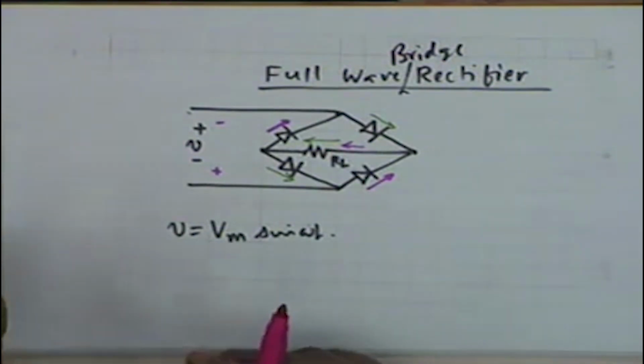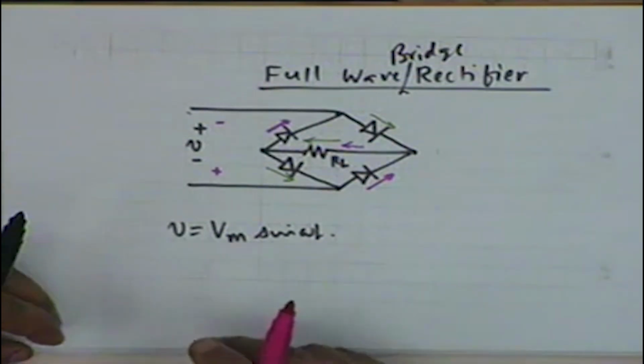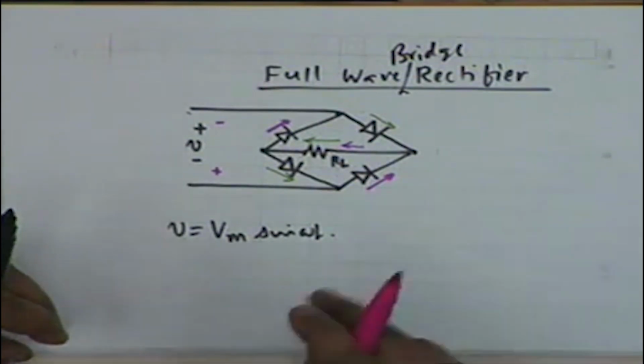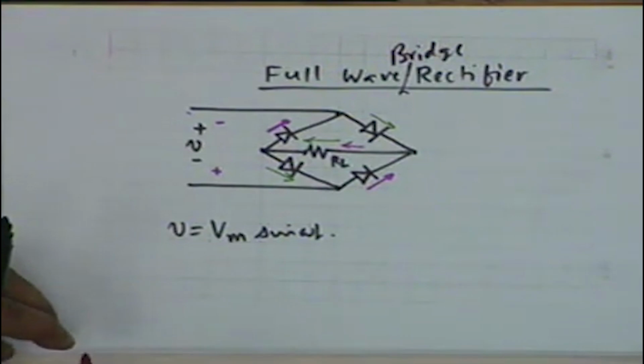Yeah, we'll come to this a little later. Yes, we could have used 2 diodes only. We'll come to that circuit a little later. But this is a very popular circuit, a bridge rectifier, particularly for instrumentation applications.